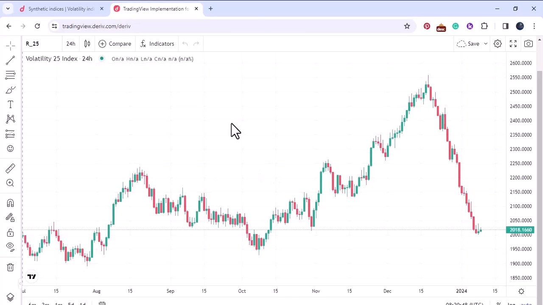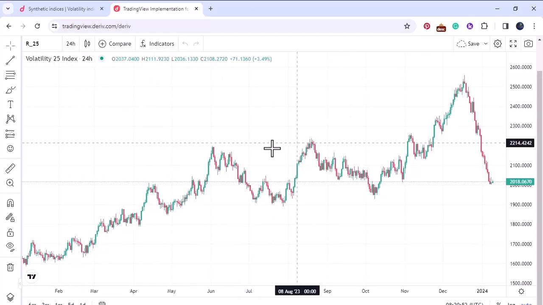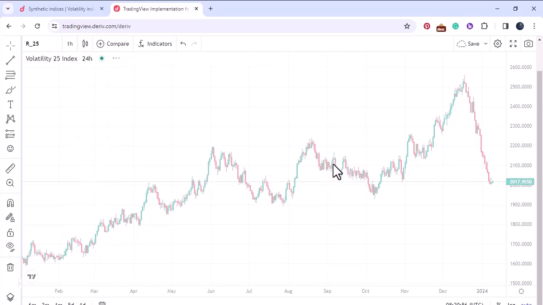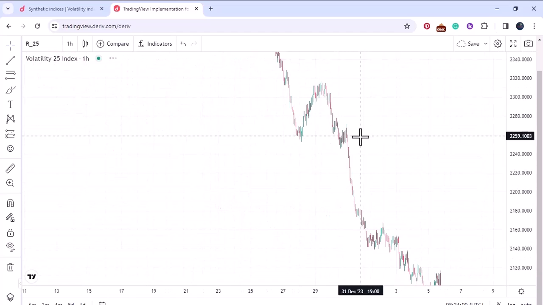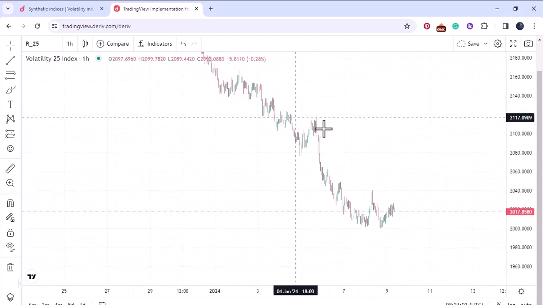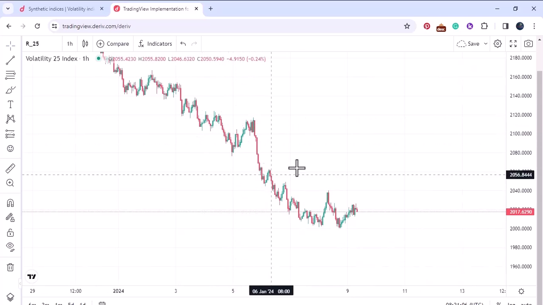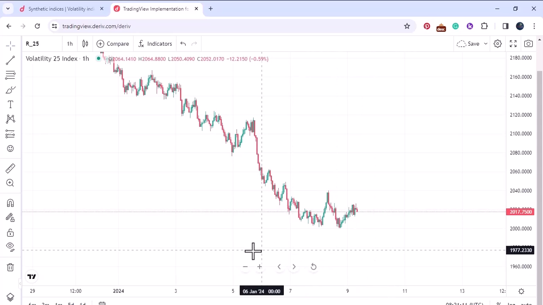So this is how we are doing. And remember, this is the 1 day of the Volatility 25. You can go to the 1 hour and you see that this mimics the real world market. And you see, this has been a downtrend for ages. If you were involved in this, you would just be selling, and you can sell here and go down like that. So these are Deriv Indices.